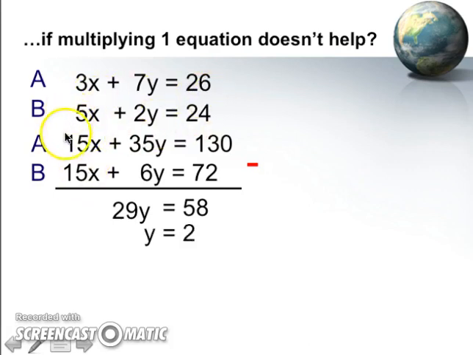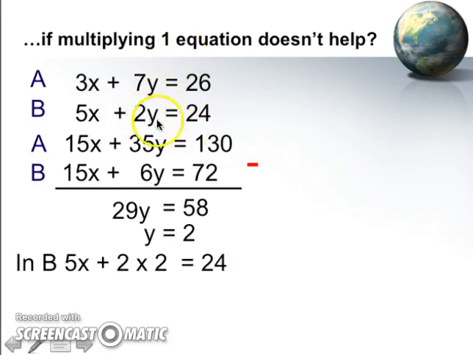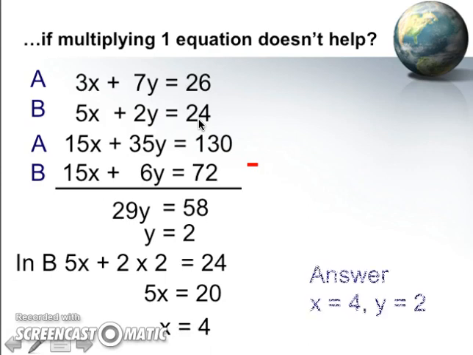We can substitute that back into here, which gives us 5x plus 2 times 2, which is 4, equals 24. So taking the 4 over, 5x equals 20, and x equals 4. So our answer is x equals 4, y equals 2. Let's double check. 3 4s are 12, 2 7s are 14, 12 plus 14 is 26, 5 4s are 20, 2 2s are 4, 20 plus 4 is 24, so everything looks good.